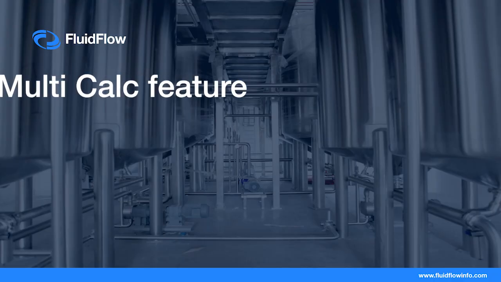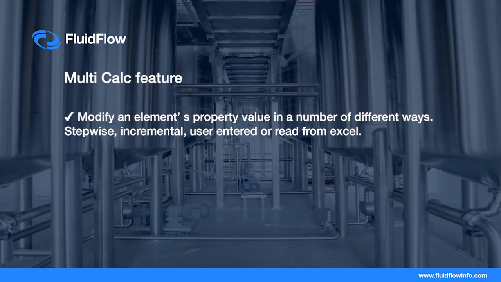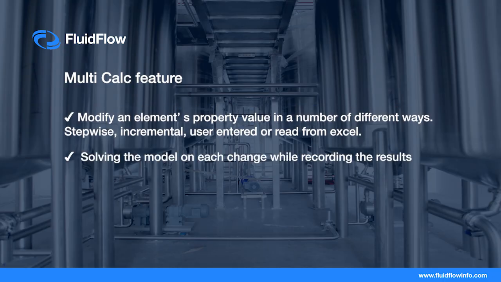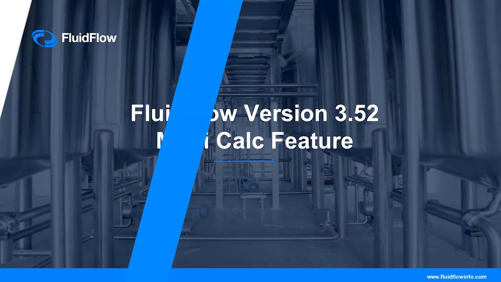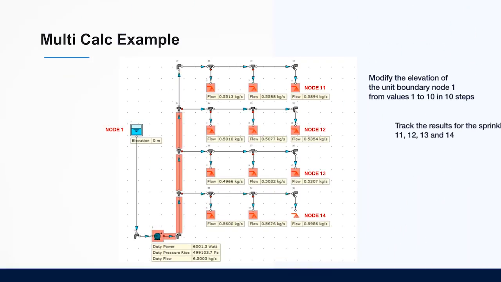MultiCalc allows you to modify an element's property value in a number of different ways: stepwise, incremental, user-entered, or read from Excel, solving the model for each change, and recording the results. In this example, we are going to modify the elevation of the unit boundary node 1 from values 1 to 10 in 10 steps, and we are going to track the results for the sprinklers 11, 12, 13, and 14.